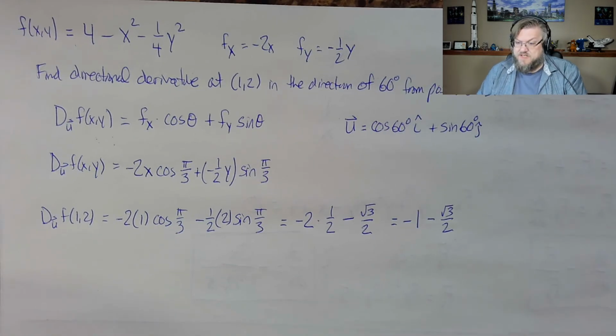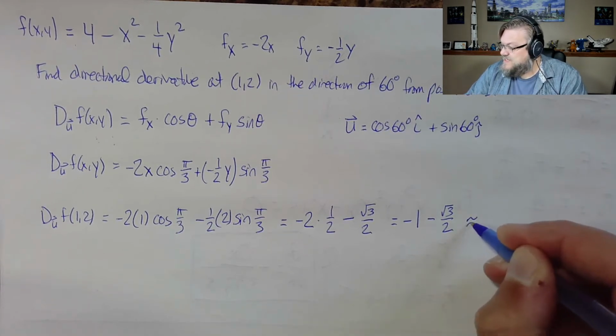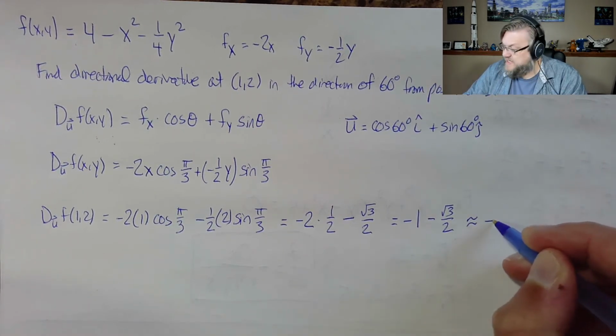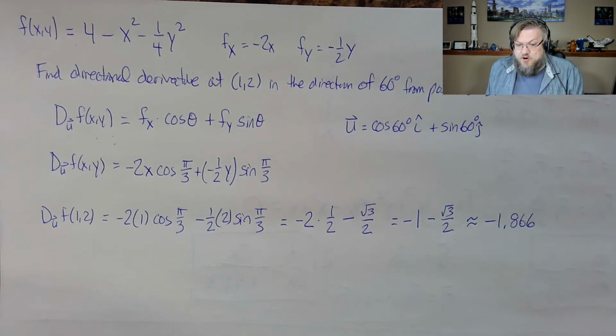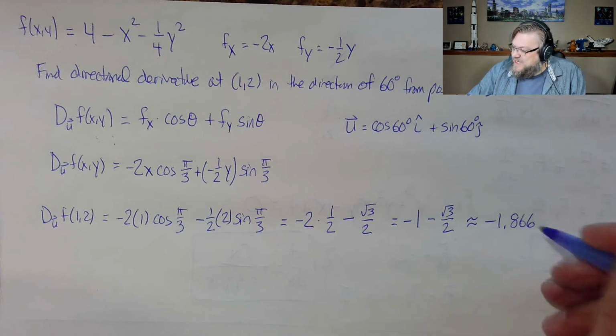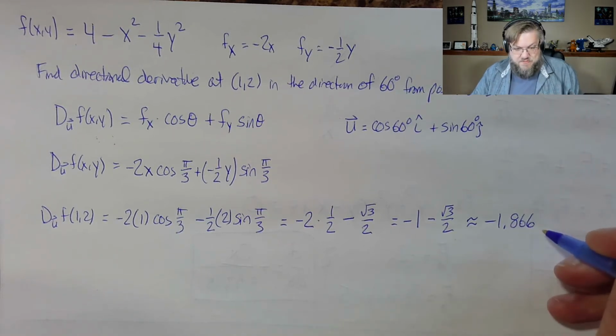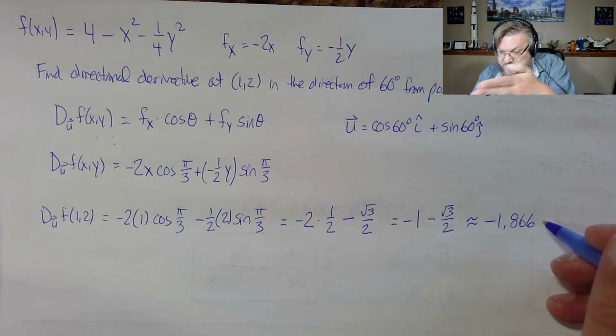From that picture, I could tell it was going to be a negative slope. It was going downhill, wasn't it, when I was moving in the 60-degree direction? Typing that into your calculator, this is approximately negative 1.866. And so this would be a slope, rise over run in that direction. This would be z units divided by the xy units, whatever the xy units are. So this is how many height units in terms of units going across.